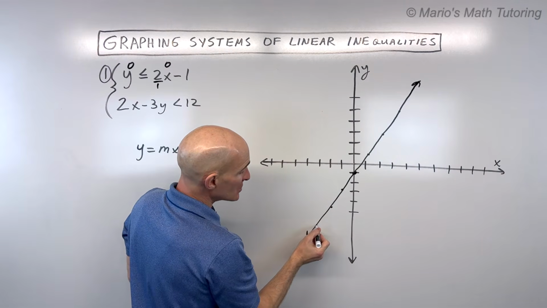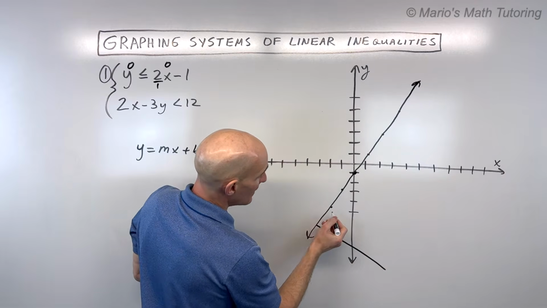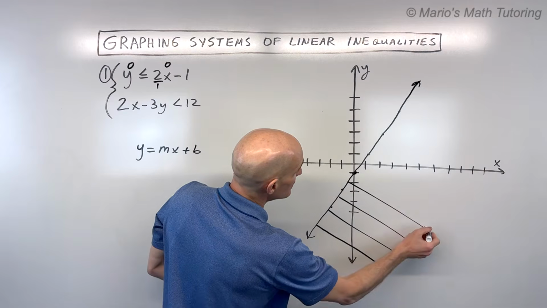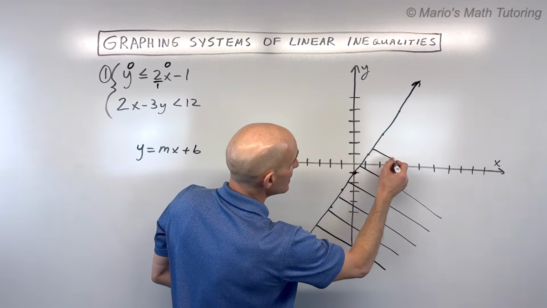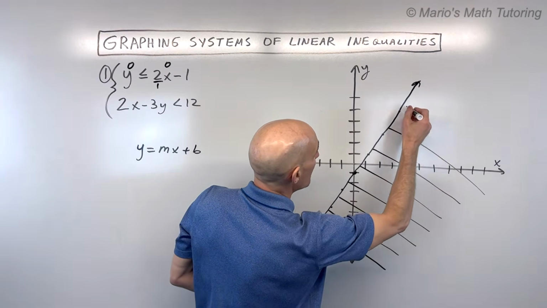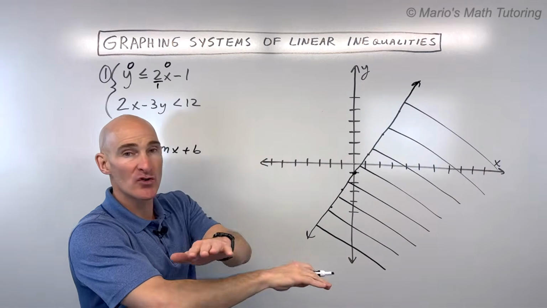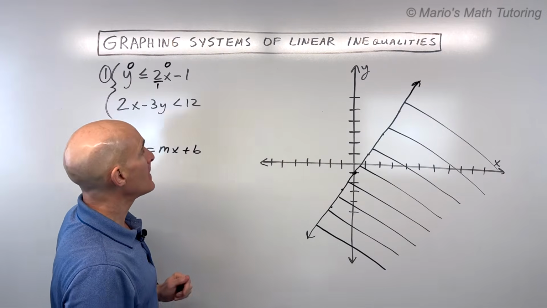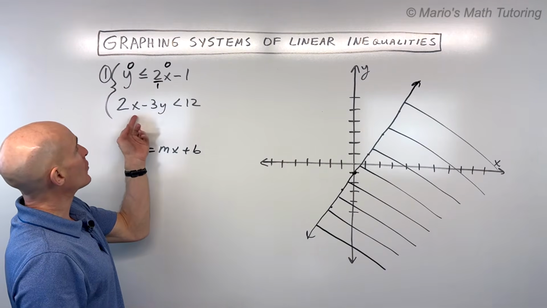Now what I like to do, this is just my preference, is that I draw these little lines that are perpendicular to the line, so like at right angles. The reason I'm doing this is because we're going to find out where the 2 regions overlap, and you'll see it's kind of like cross-hatched. And so now let's look at the second inequality.